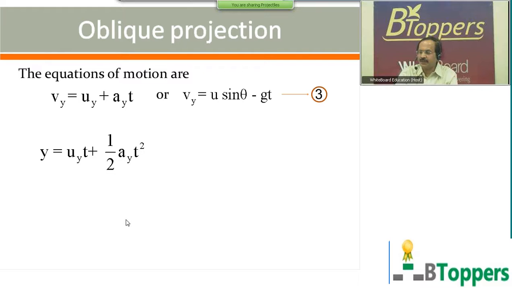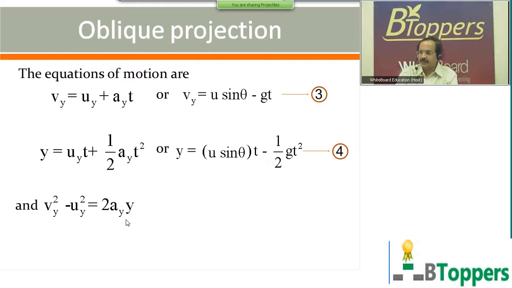Similarly, using the equation s equal to ut plus half at square for the vertical direction, we can write y equal to uy into t plus half ay into t square. Substituting uy equal to u sin theta and ay equal to minus g, y equal to u sin theta into t minus half g t square. This I call equation number 4.